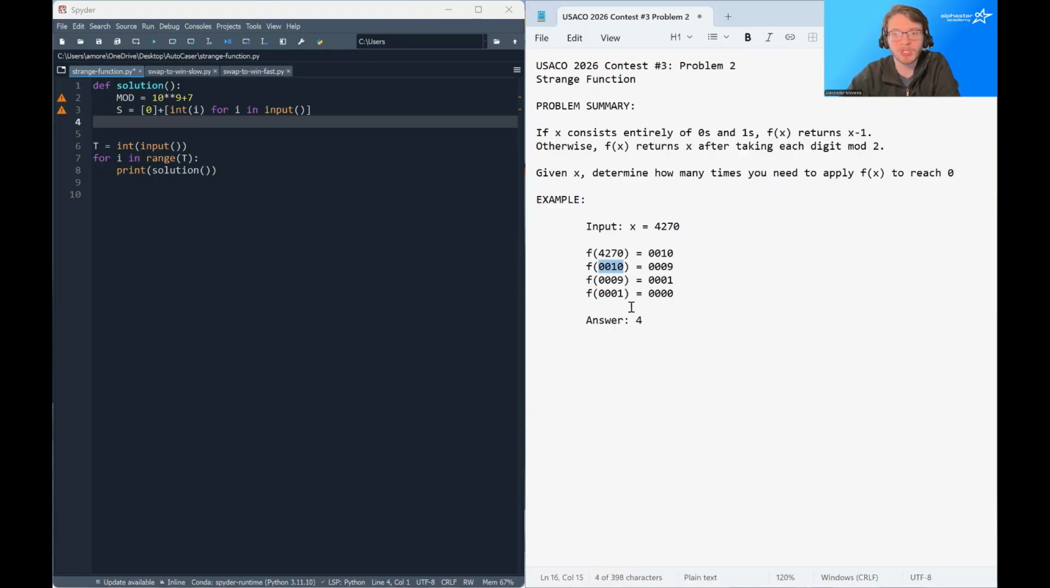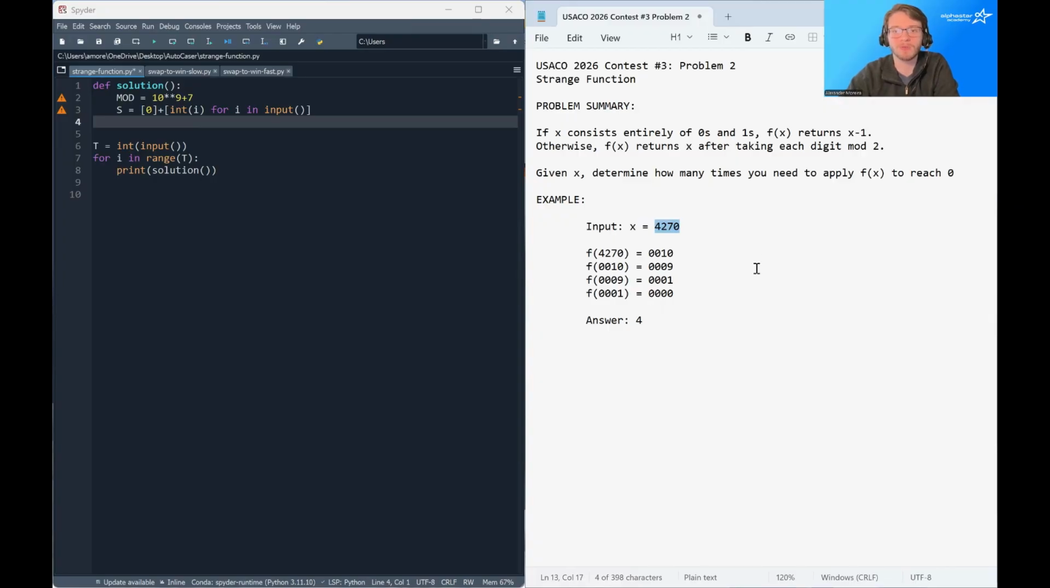Then we're going to apply the function to 10. 10 consists entirely of zeros and ones, so we simply subtract 1 and we get 9. When we apply the function to 9, we mod all the digits by 2, so we get the number 1. Applying the function to the value 1 achieves the value 0. So we can see that 4 applications of the function are required to reduce the number 4,270 to 0.